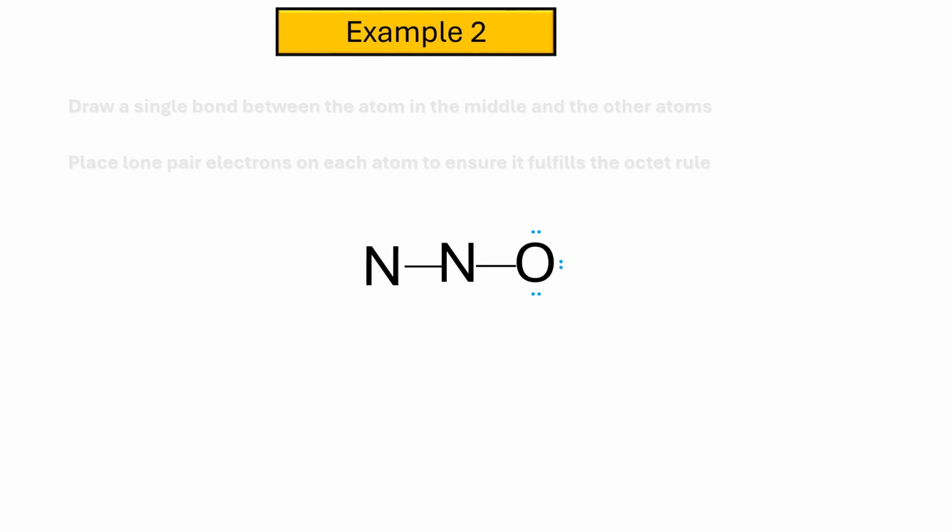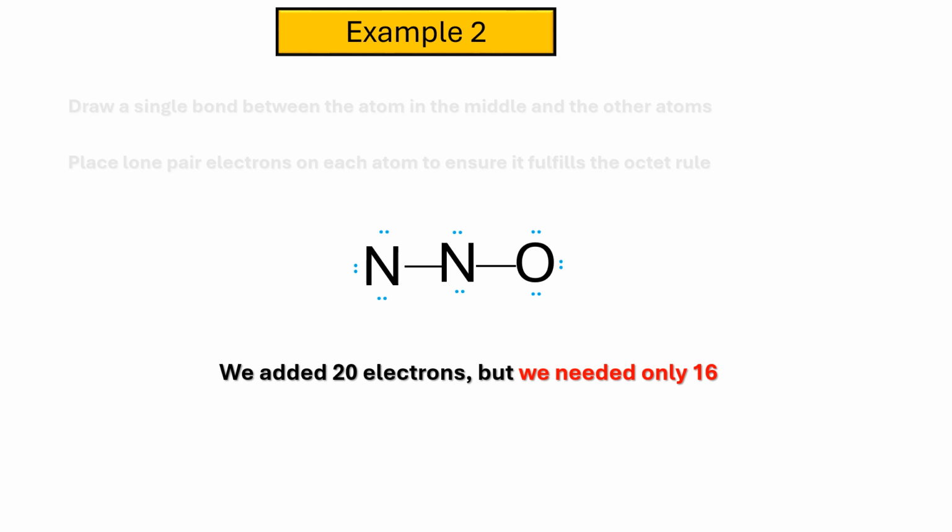So this oxygen needs 6 more electrons, which we just placed there. Same thing for this nitrogen. But the nitrogen in the middle already has 4 electrons, right? Because it has 2 bonds. Each bond accounts for 2 electrons. So it needs 4 more electrons. Right? So everybody fulfills the octet rule so far. But we added 20 electrons, but we needed only 16. So we've got to remove some of the electrons.